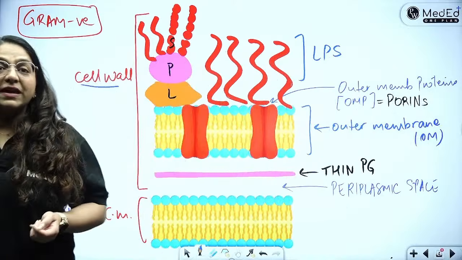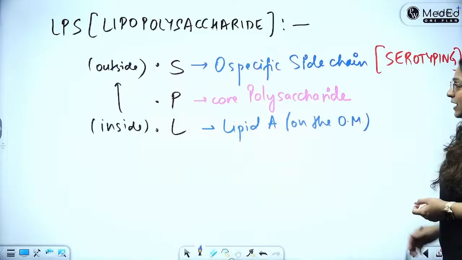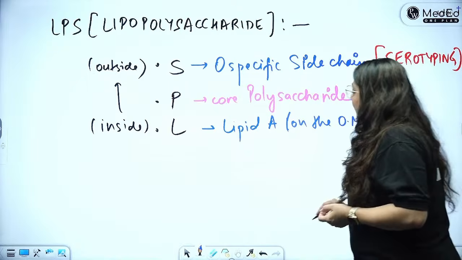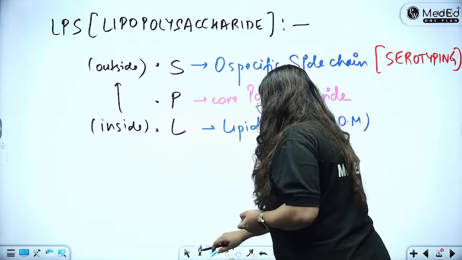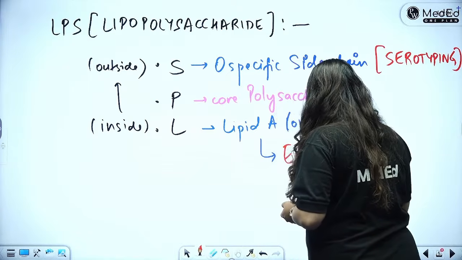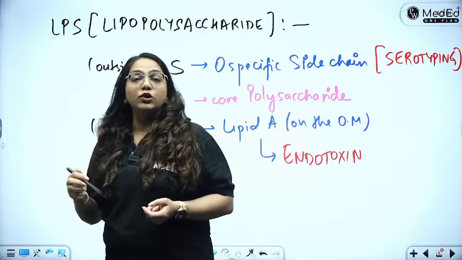Now there is something very special about the lipid A. Usually you are asked to make the diagram of LPS as well. So you can very well draw the diagram and label the parts. The special thing about lipid A is that this is the one which ends up becoming the endotoxin of the bacteria. If you remember, endo means inside.